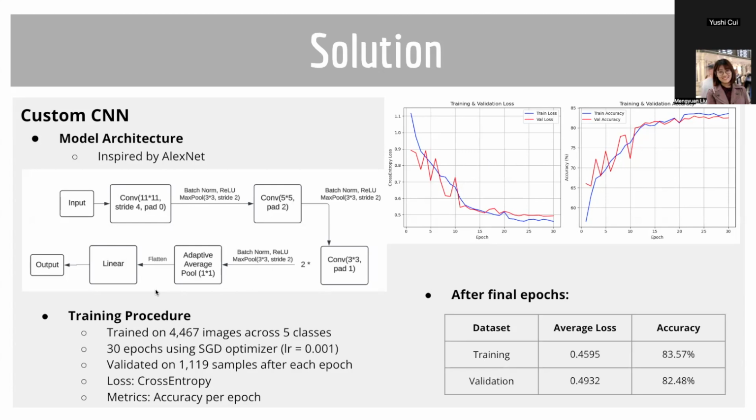During the training procedure, we utilize the SGD optimizer and the cross entropy loss function, and we utilize the accuracy metric to analyze our performance. Please look at the right-hand side figure. You can see our model fits really well, and after the final epochs, our accuracy reaches 82% on the validation dataset. Next slide, please.